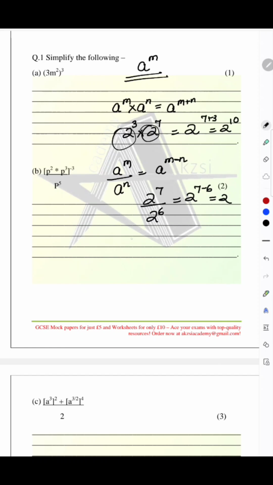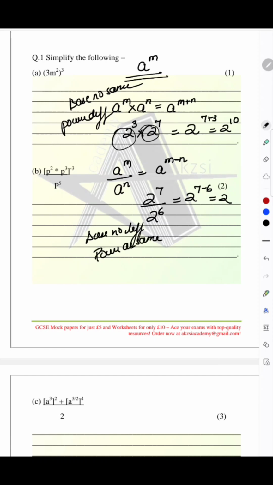Now you might be thinking, this is about when the base number is the same, and what if the base number is entirely different? So the second case is when the base number is different but the powers are the same. So this was base number same and powers different. Here, base number different and powers are the same.